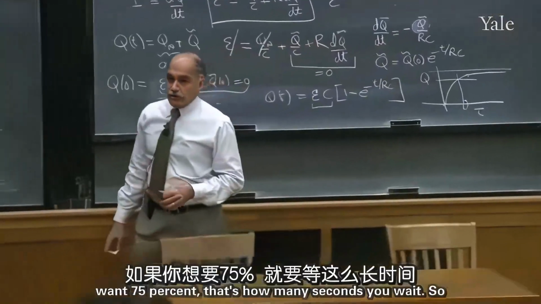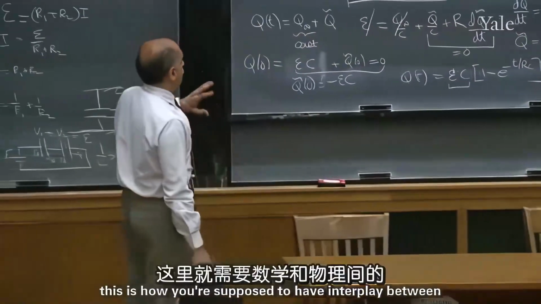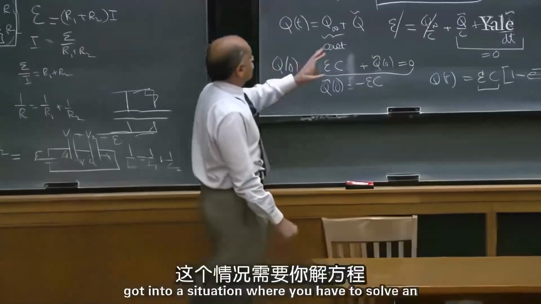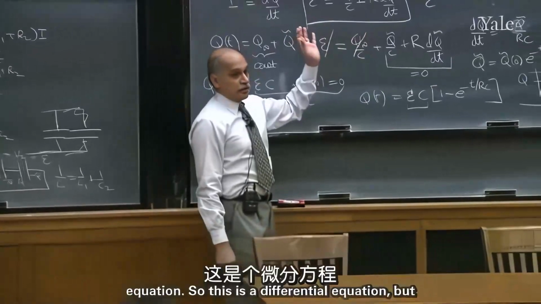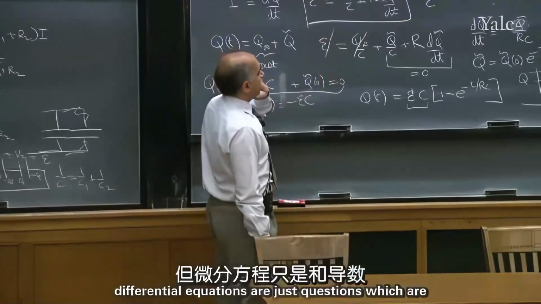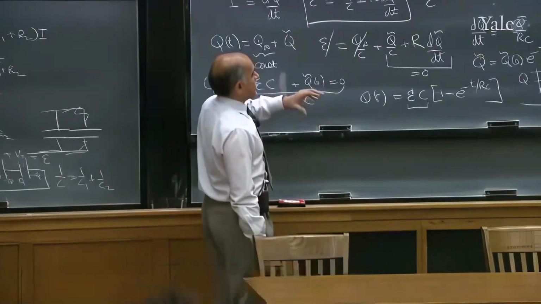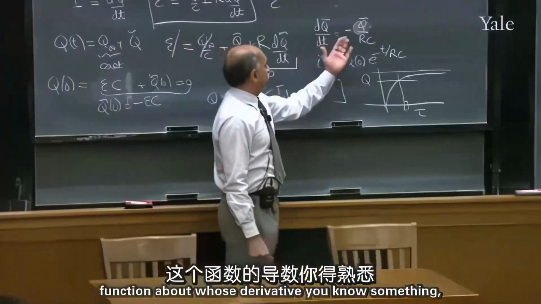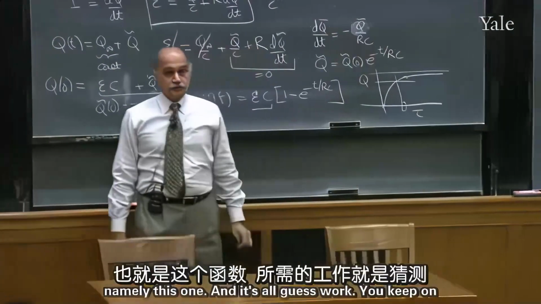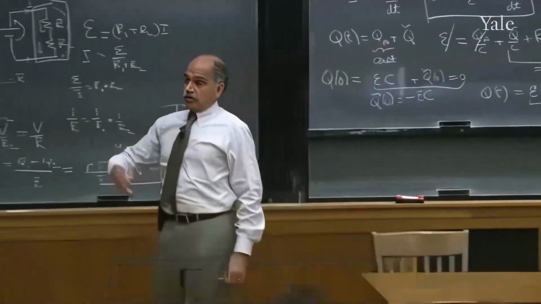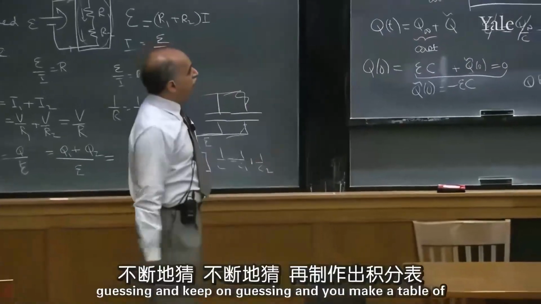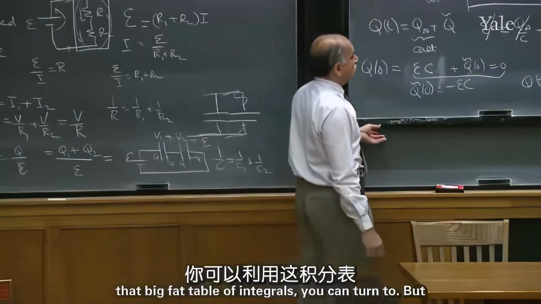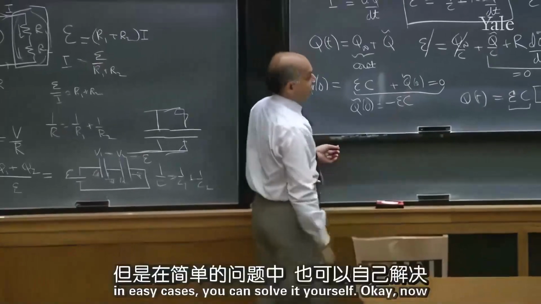So this is how you're supposed to have an interplay between mathematics and physics, because you got into a situation where you have to solve an equation. This is a differential equation, but differential equations are just questions which are the opposite of derivatives. You're trying to guess a function about whose derivative you know something, namely this one. And it's all guesswork. You keep on guessing and guessing, and you make a table of integrals where people tell you what they guessed. And that big fat table of integrals you can turn to, but in easy cases you can solve it yourself.